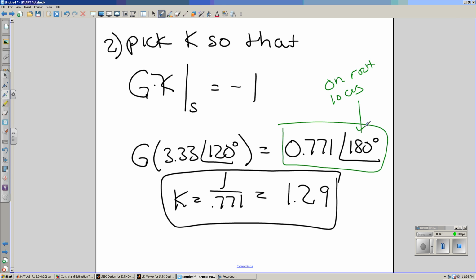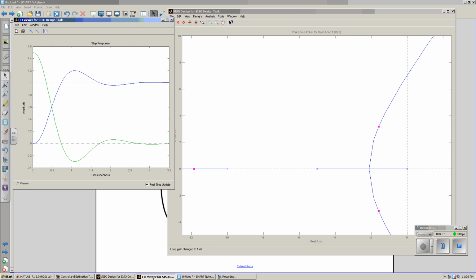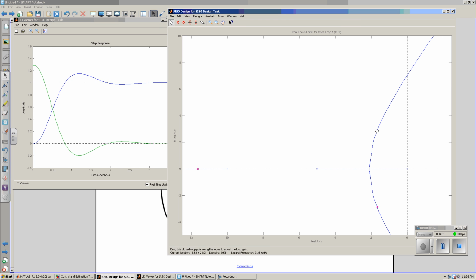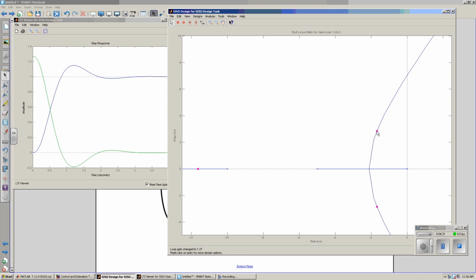If I do that then, pick k to be 1.29, right about there, I should have 16% overshoot. And that's what you see on the left. That essentially is gain compensation on a root locus plot. I've got 1 degree of freedom, the root locus plot. Find the point that gives you the right overshoot.